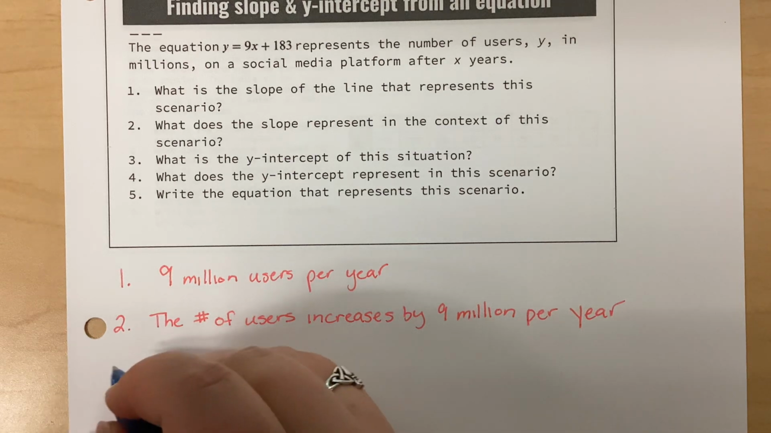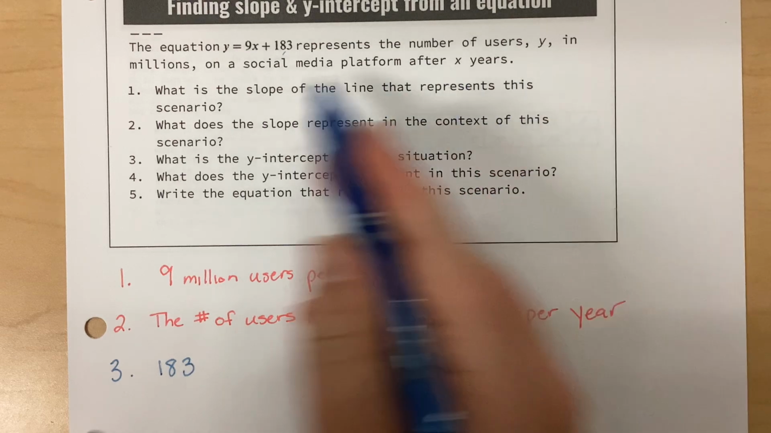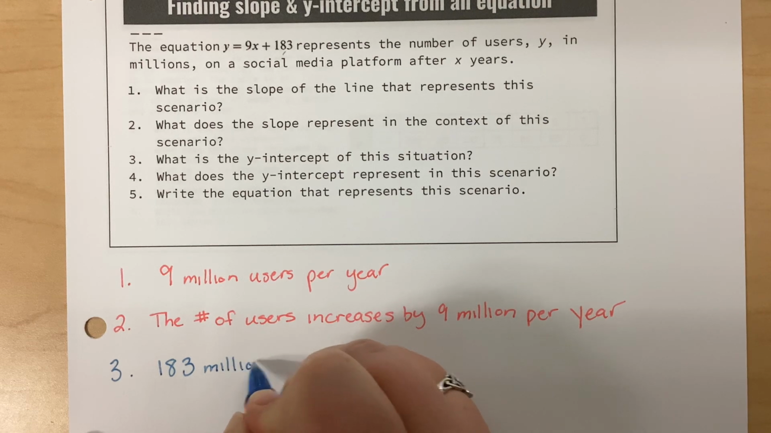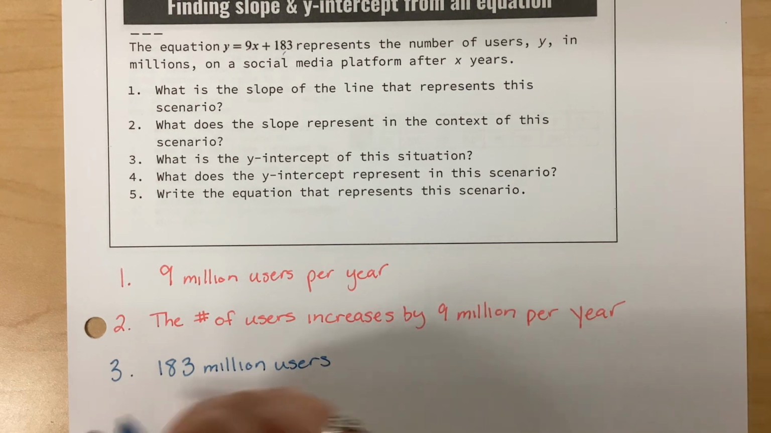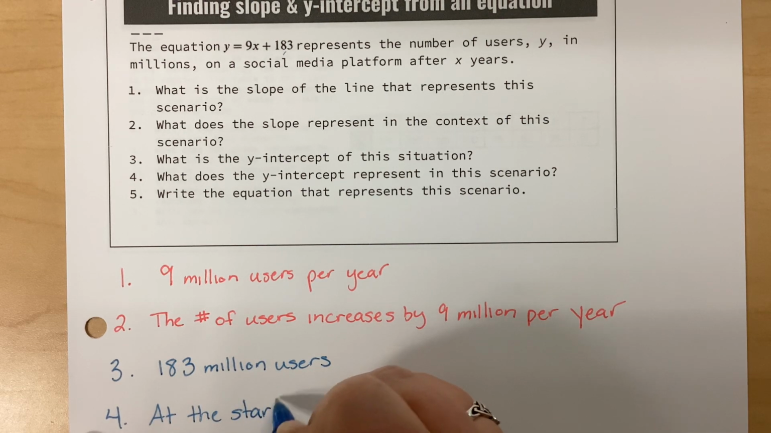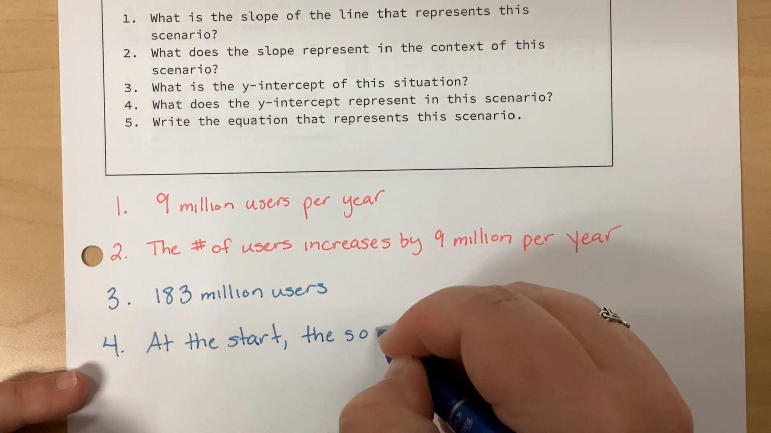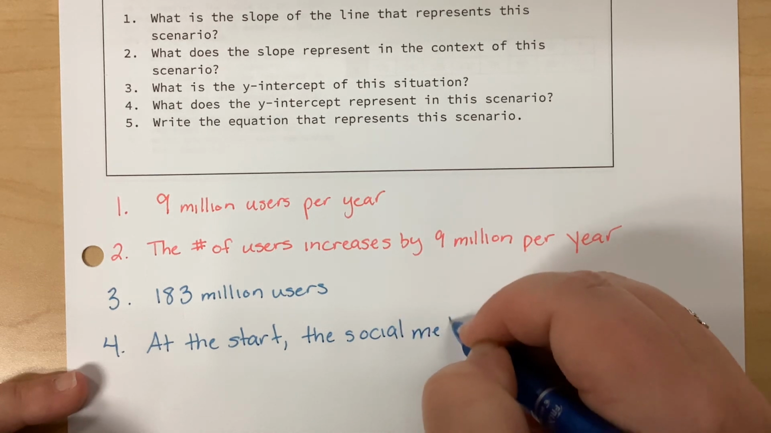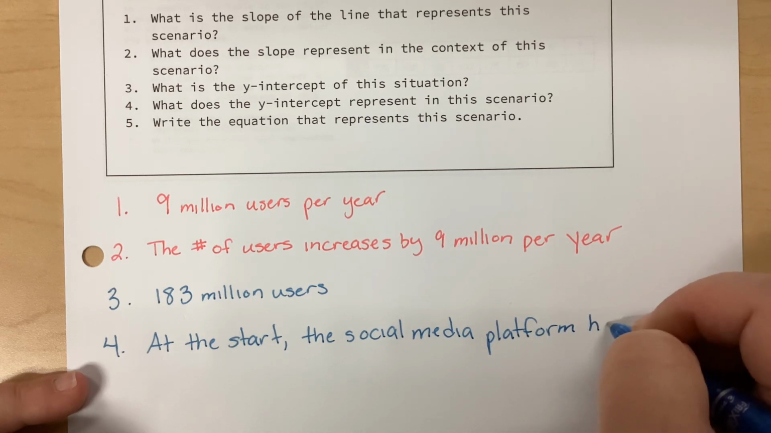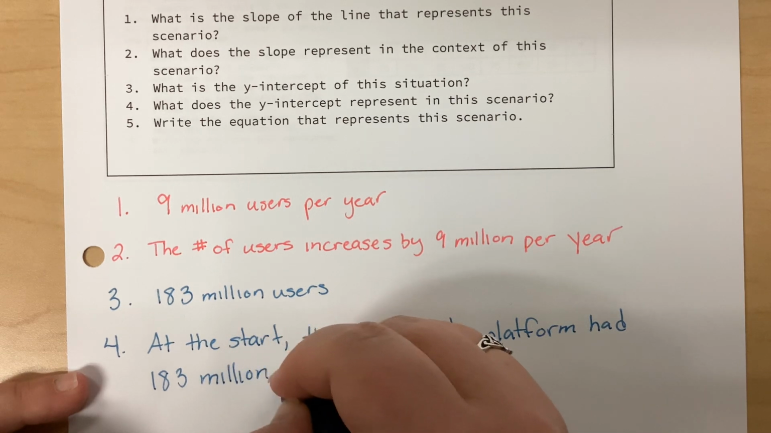Question 3, what is the y-intercept? Well, the y-intercept is 183. Y represents number of users, so 183, in this case, million users, which just means that at the start of whenever they were measuring this, so at the start, the social media platform had 183 million users.